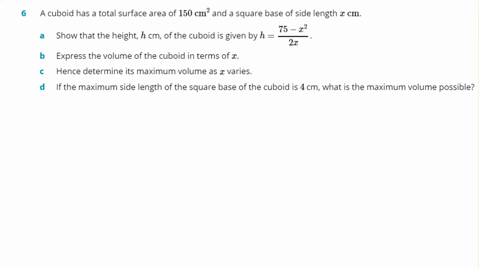Question 6. Question 6 of 18, exercise 18E. Okay, a cuboid has a total surface area of 150 and a square base of x.